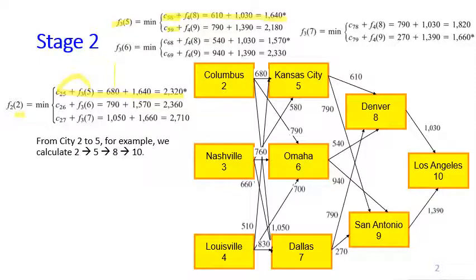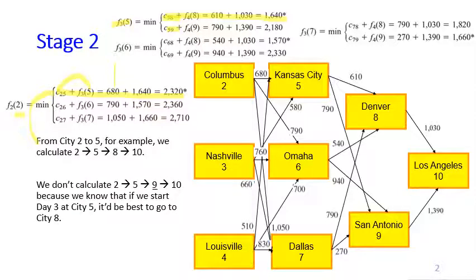So in other words, with this calculation here, we only explicitly calculate 2 to 5, 5 to 8, 8 to 10. We do not explicitly calculate another option, 2 to 5, 5 to 9, 9 to 10, because we already know that if we start day 3 in city 5, 5 to 8 to 10 is the better option. So we do not explicitly calculate this again, because we know that 5 to 9 is the worse option.